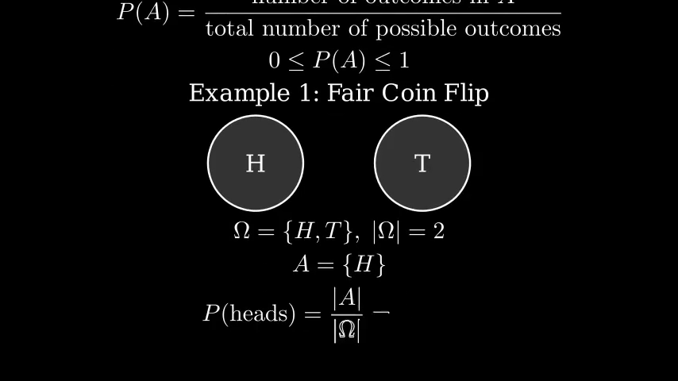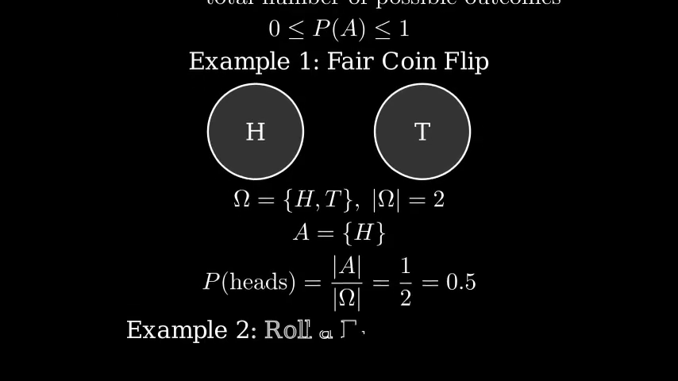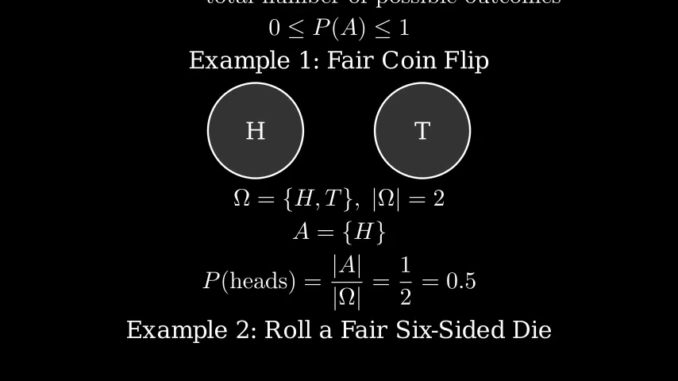So the probability of getting heads is the size of event A, which is 1, divided by the size of the sample space, which is 2. This gives us 1/2, or 0.5, which matches our intuitive understanding that a fair coin has a 50% chance of landing on heads. For our second example, let's consider rolling a fair 6-sided die.